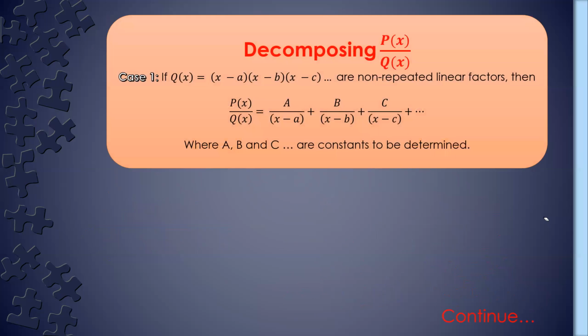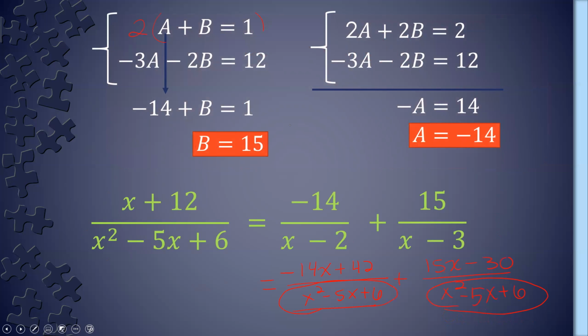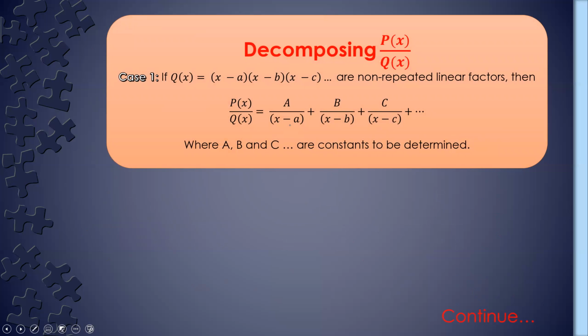So to summarize what we have seen, that would be case number 1 out of 4: if the denominator is non-repeated linear factors, meaning it equals x minus a, x minus b, x minus c, and so on, then the fraction can be decomposed to a over x minus a, b over x minus b, c over x minus c, and so on, where a, b, c are constants that we need to determine.